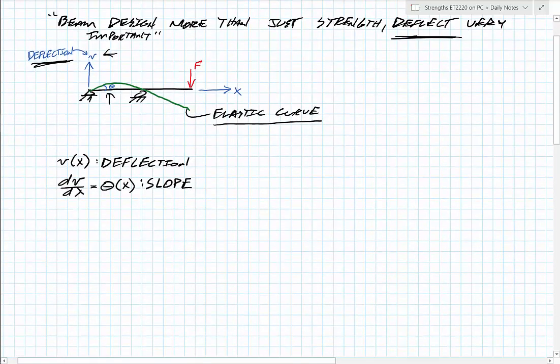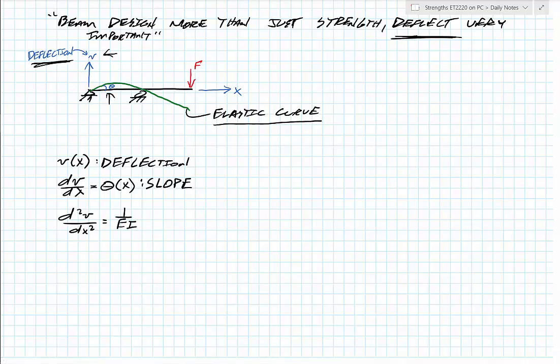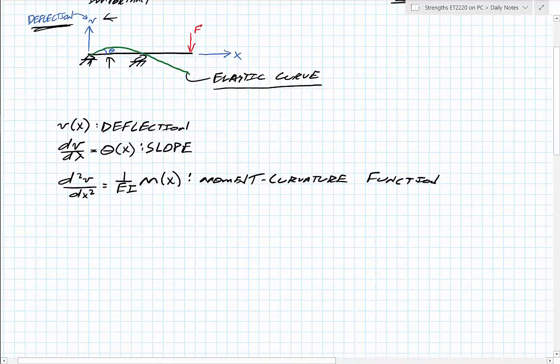Now, here's the next key part. If we take the derivative of that equation for slope, or the second derivative of my deflection with respect to x, that is going to have this new special thing. We're going to add this one other constant, 1 over EI. Remember, E is our modulus of elasticity, I is our moment of inertia. So we're adding this extra little bit, and then this is going to be equal to the moment as a function of x. Now what this is called is the moment curvature function.